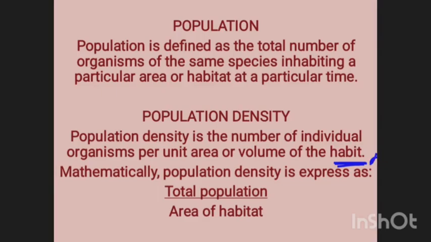Okay, and there's a mathematical expression for this. If you know the total population, and you know the area of the habitat, which is the area of the space of the land, to get population density is total population divided by area of the habitat. So it's just the number of individual organisms per unit area. How much space a particular organism is covering on a particular land. That is what we refer to as what? Population density.